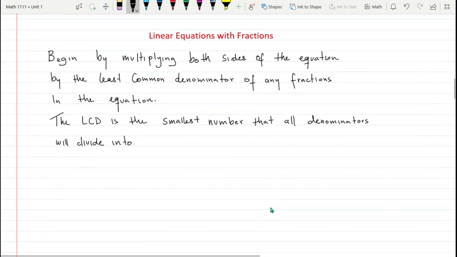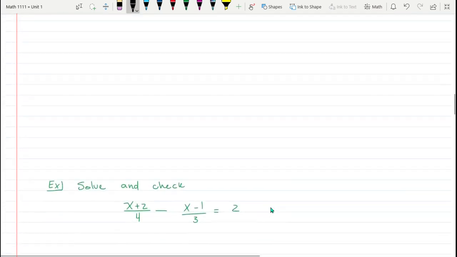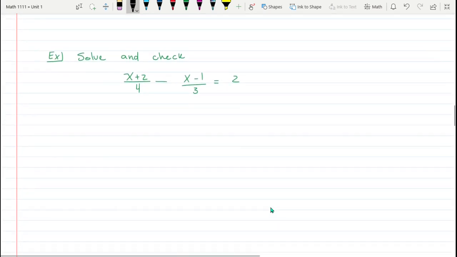Here's an example. We have the equation (x plus 2) divided by 4 minus (x minus 1) over 3, all of that equals 2. The first problem that we have is the fractions, and we don't want to work with fractions. So the idea here is to get rid of them.